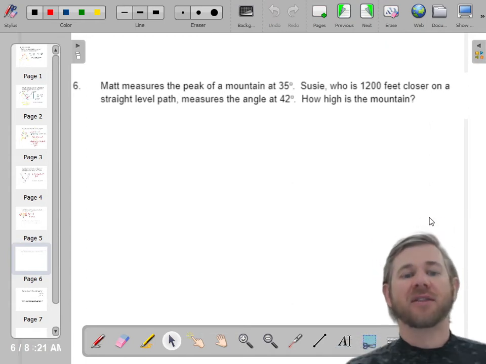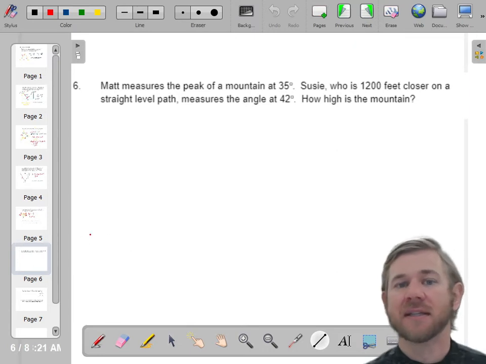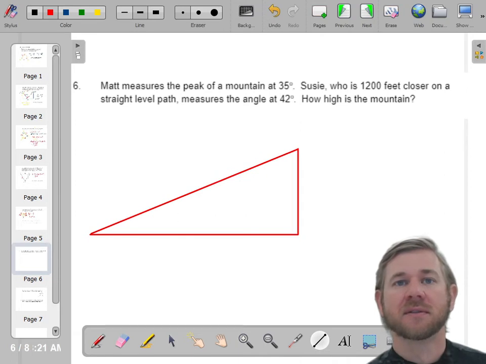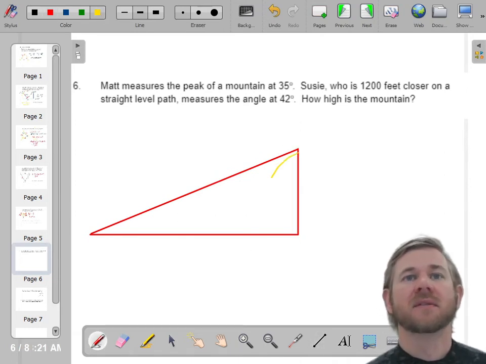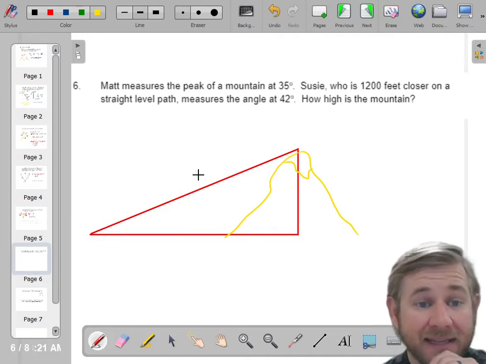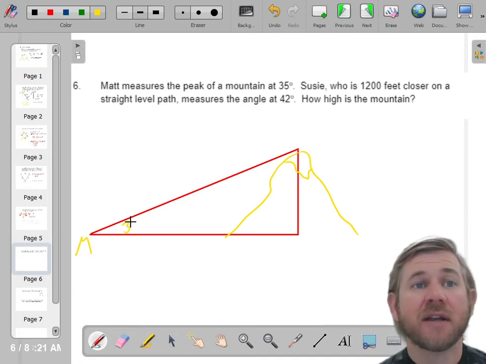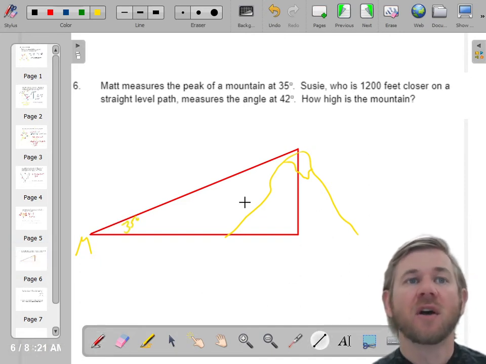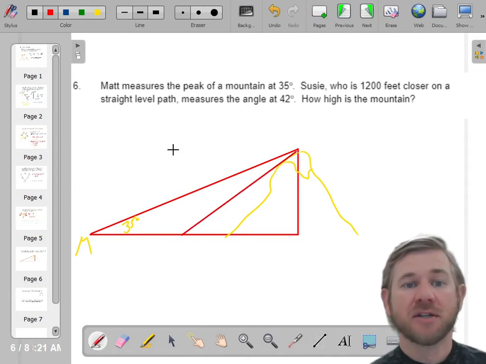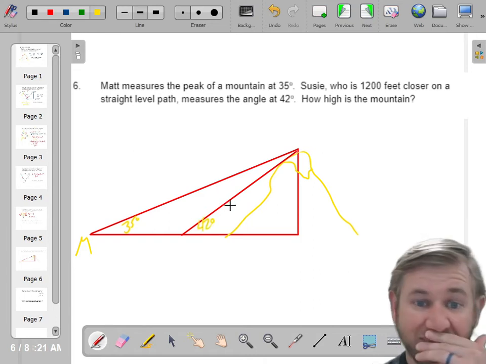Matt measures the peak of a mountain at 35 degrees. Okay, I think we've done some of these. But now that we have more information, this is going to be easier. So let me see. I'm going to draw, this is my mountain. Okay, here's my mountain. It's a lovely mountain. There's a little snow cap and everything. There's my mountain. All right. It says, Matt measures the peak, here's Matt, of the mountain at 35 degrees. Susie, who is 1,200 feet closer, so somewhere in here, she measures the peak of the mountain at 42 degrees. Okay? And how high is the mountain?